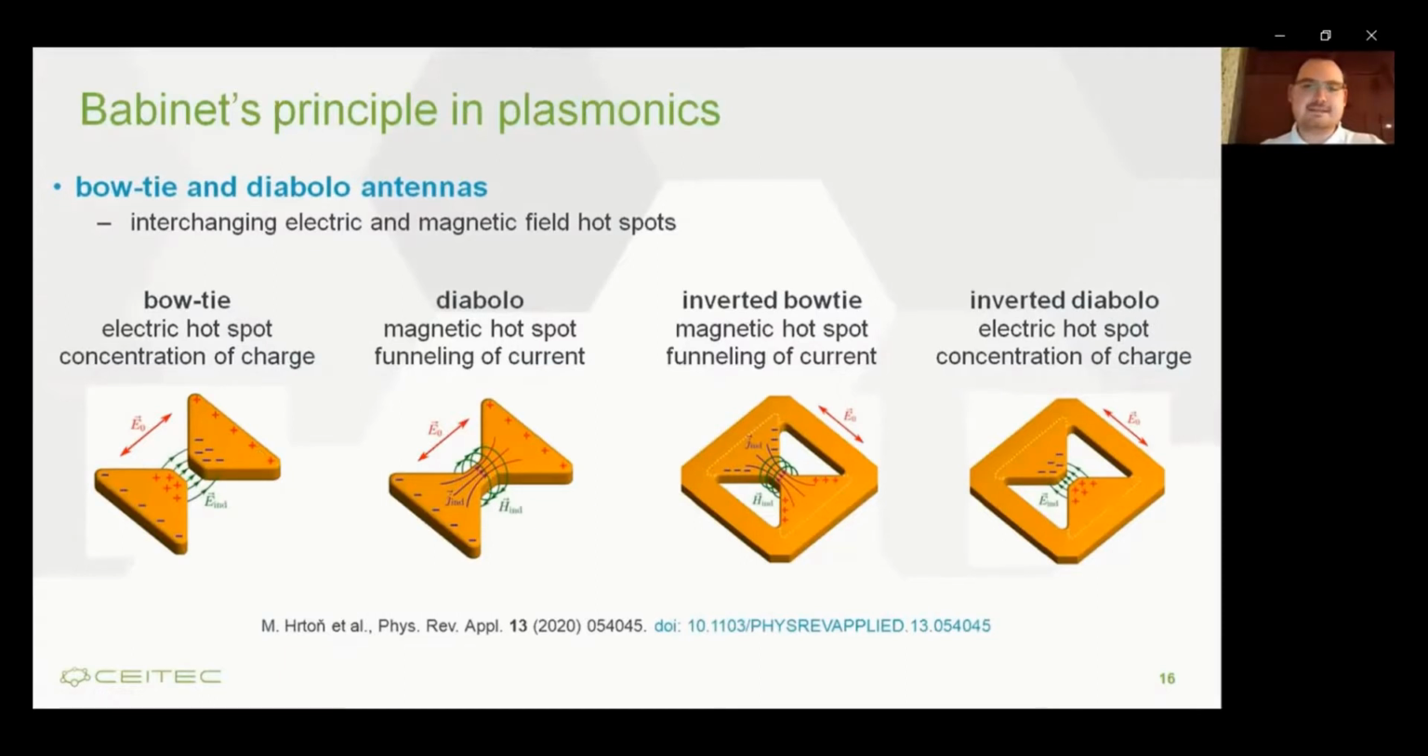For example, for good transmissivity, you would probably take particle antennas. For good reflectivity, you might want to take aperture antennas. And for all designs, meaning for both particles and apertures, you are able to get both magnetic and electric hotspots.